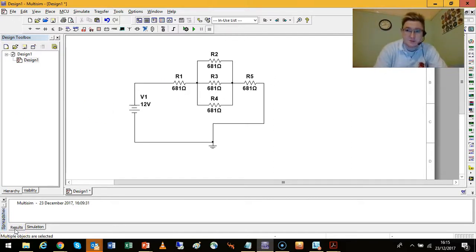So remember, short circuit, you replace it with a wire. Open circuit, replace it with a gap. And if you're shorting something out, look at how it will affect the circuit.